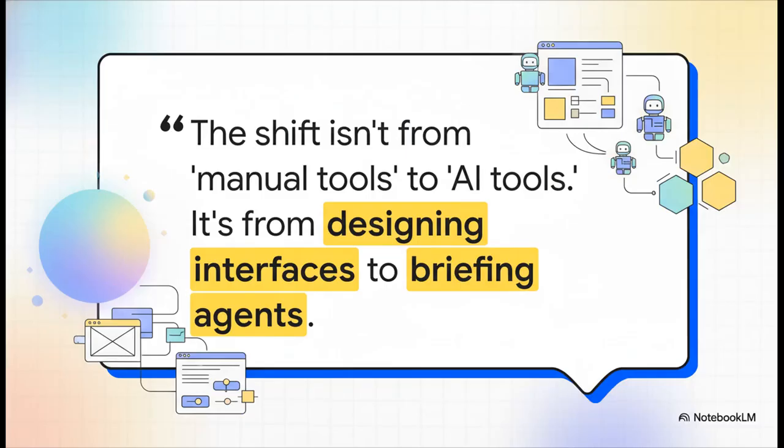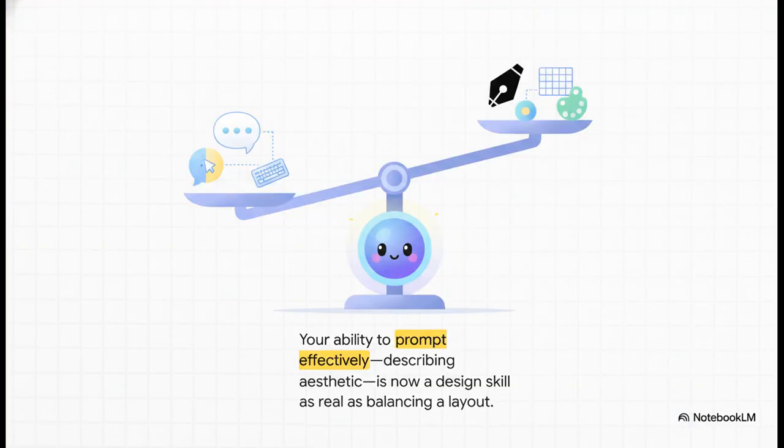And this quote right here, it says everything. The big shift isn't just swapping one app for another. It's that our job is changing. We're evolving from being the people who draw the pixels to being the people who direct the AI agents that draw the pixels. And that means that our skills have to evolve too. Your ability to write a great prompt, to clearly articulate your vision, your context, and the feeling you want to create, that is becoming a core design skill, just as real and just as important as knowing about typography or color theory.